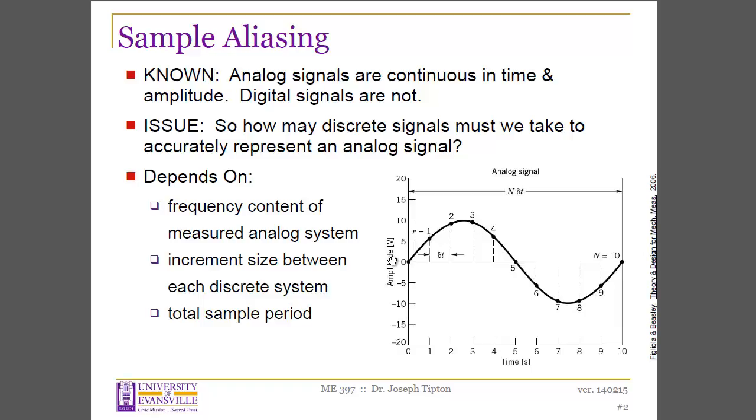And the signal is described by frequency. How often does it repeat itself? So this depends on the frequency content of the measured analog system, and it could be a signal that's a combination of several different frequencies. That's directly tied to the increment size between each discrete sample, and also the total sample period. Those are the things that drive our decision on how often to sample data.